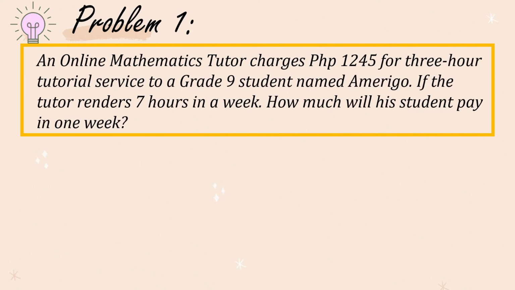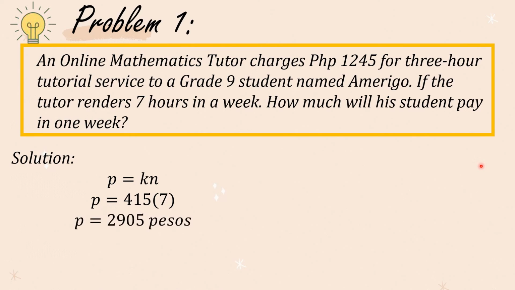Since we already know our constant, let us now proceed in substituting the remaining value, which is n sub 2, and using the constant. Let us have our equation. P equals Kn. K will be 415 and n will be 7. Next, we have to multiply the two numbers. 415 times 7, the answer is, very good. The answer is 2,905 pesos. In solving worded problem, you have to always remember to write the final answer.